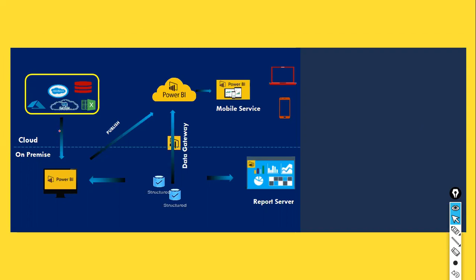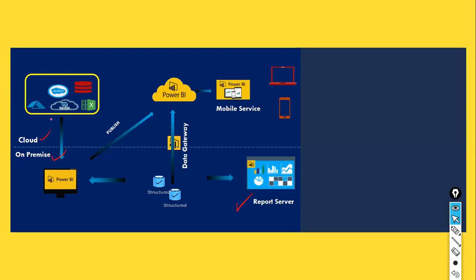When it comes to Power BI, there are two sides to it. One is the cloud, the other one is on-premise. So what is on-premise? It is a physical server. It is located and maintained inside your office. Let's say you bought this server and you install this server in your office. That is what is called on-premise.